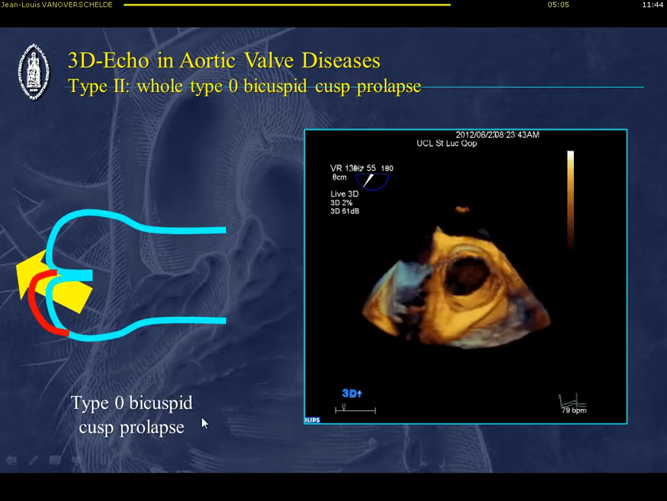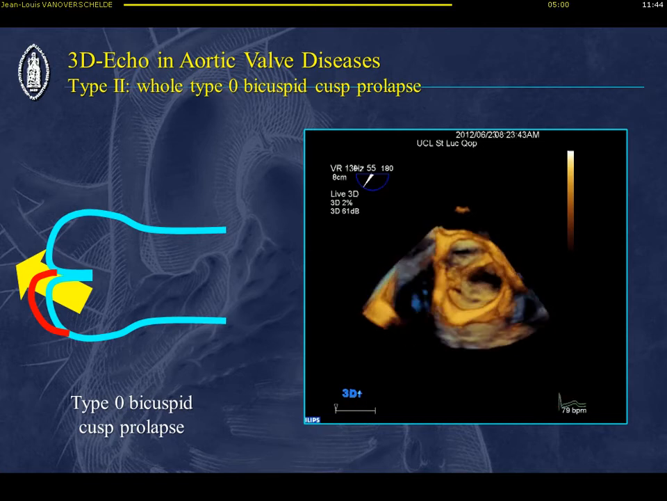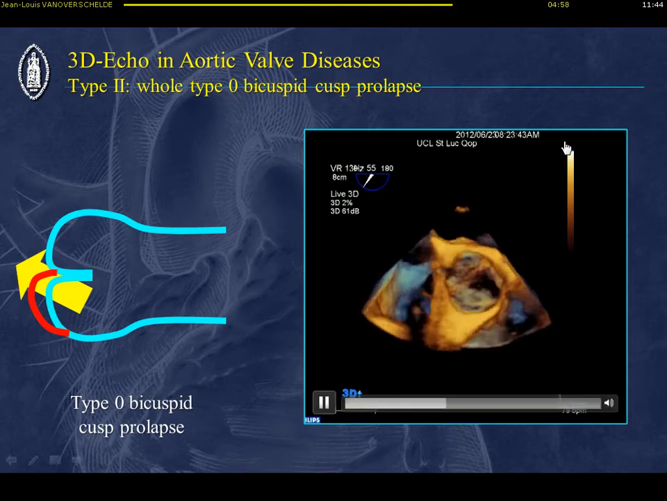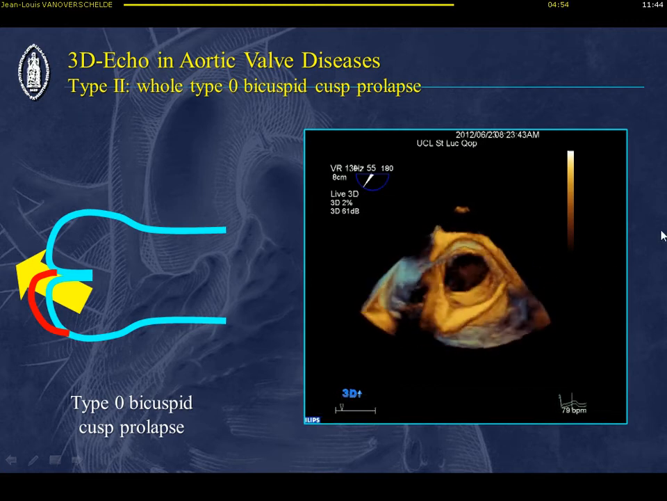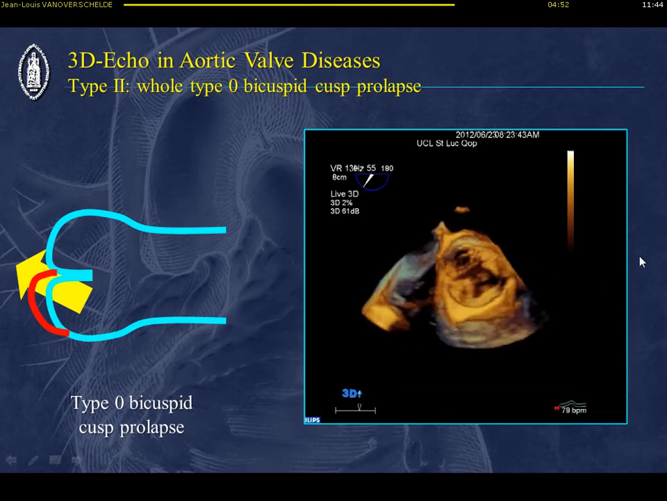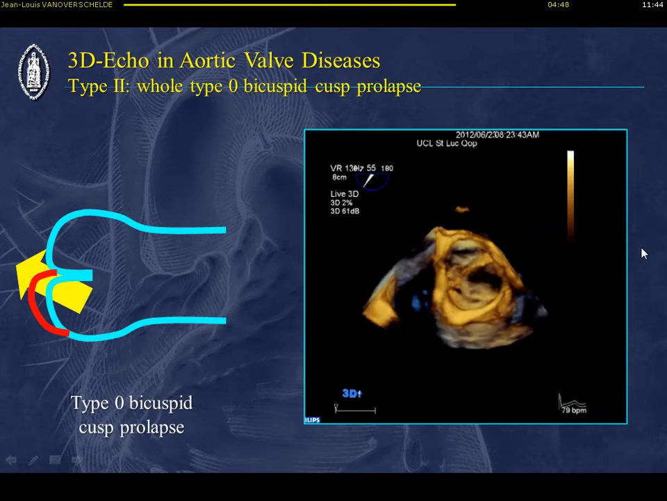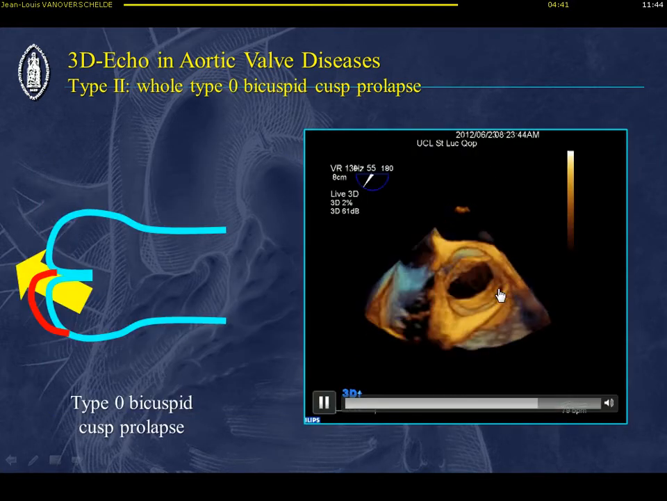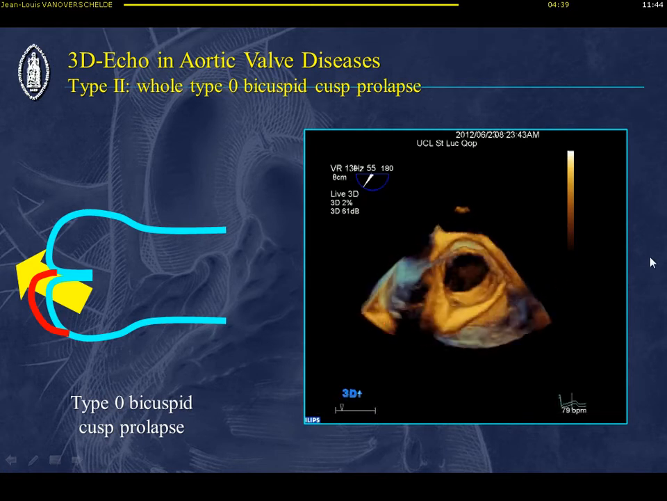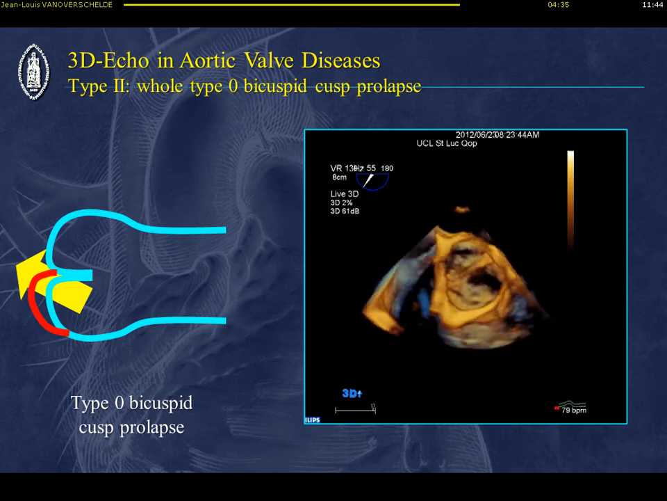This is an example of a type 0 bicuspid valve, so there are only 2 sinuses and 2 large cusps. Usually they are facing each other with a 180-degree orientation. And in this case, it's a bit more difficult to see which segment is prolapsing. Let me go back to this. Here we go. It's obviously the largest of the 2 cusps that is going down, but in the en face view, it's not that easy because we are only a couple of millimeters, and this rendering is rather difficult.